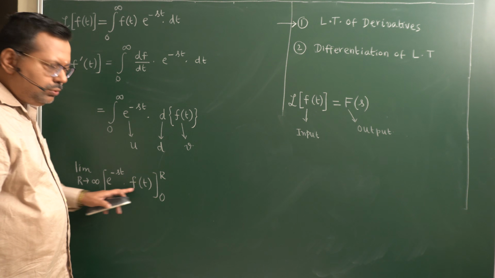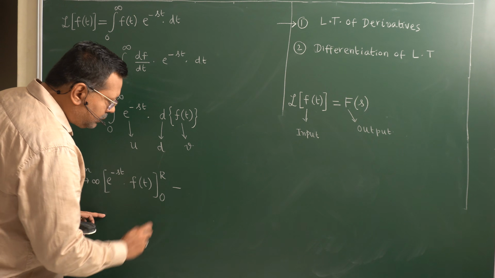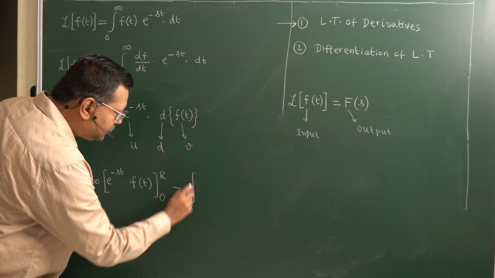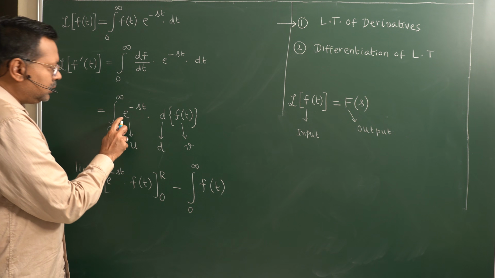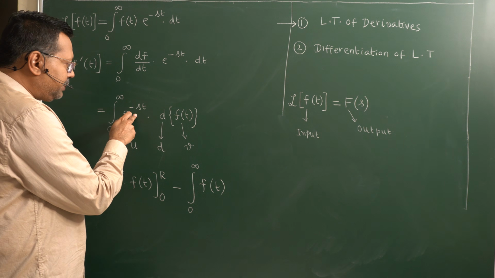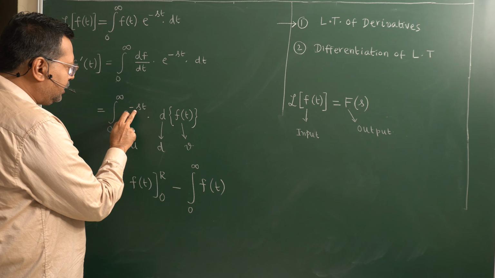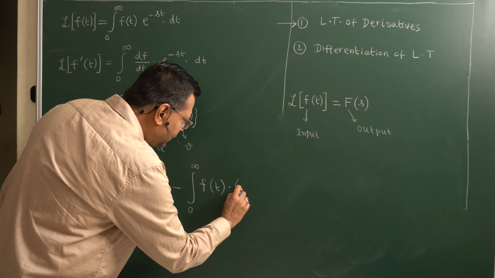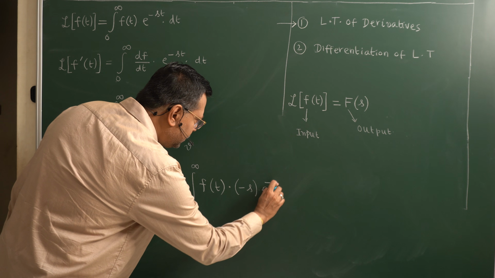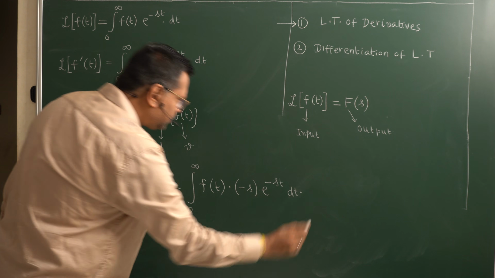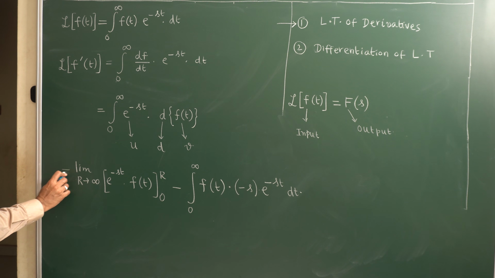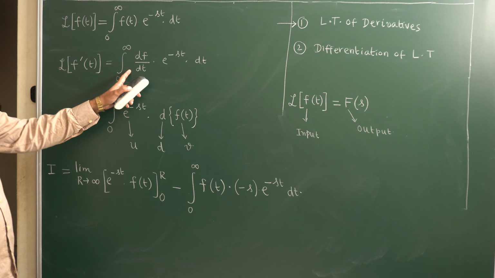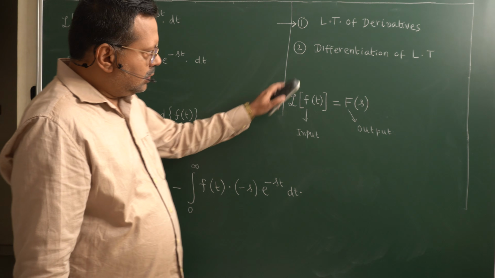And then this is your uv, minus the integral of v du. Here v is f of t, and du is obtained by differentiating with respect to t, so I will get a minus s. So you get minus s e to the minus st dt. That completes the udv formula, and all that is the integral that you have here. Fine, I will erase now.